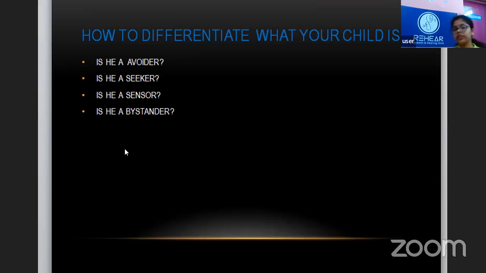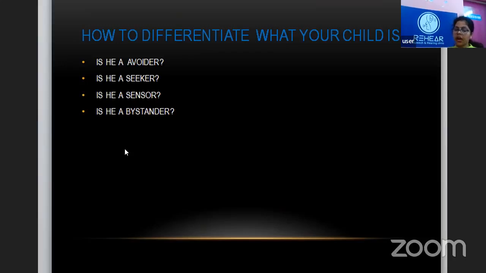Is he a seeker? If your child is a seeker, I told you already how to know. If he is a seeker, he is constantly on the go, he moves around, he jumps, he crashes, he loves to bounce. He puts things in his mouth, mouthing is there and biting things is there. So that's basically a seeker.